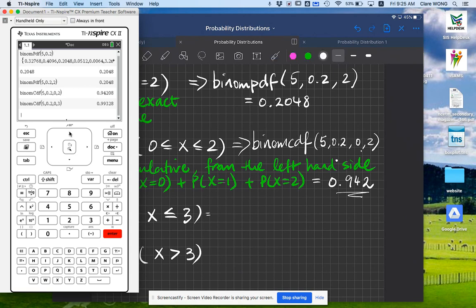So when I answer this question, I would write down what I enter into the calculator. So I enter binomial CDF 5, 0.2, 0, 3, and it is equal to 0.993 to 3 significant figures.